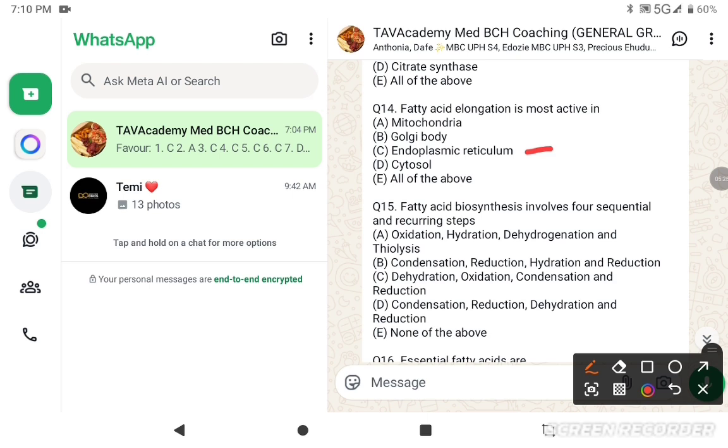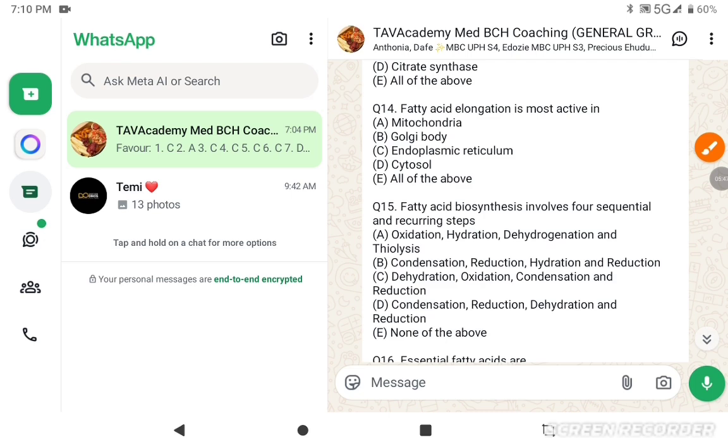Question 15 says fatty acid biosynthesis involves 4 sequential and recurring steps. Remember, I call them every course rep will become a doctor. So we'll call them CRDR. C stands for condensation, R is reduction, D is dehydration, and R is reduction. So that's the answer here. And option D is the correct answer here.